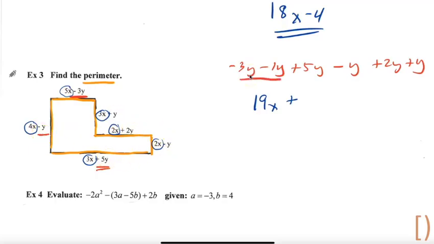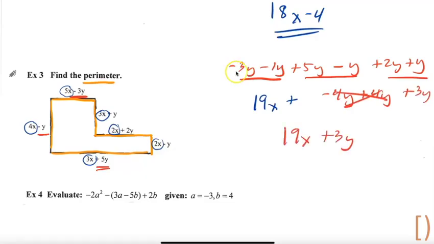If I added these two, I get -4y. If I add these two, I get 4y. Add these, so I get 3y. Unlucky for us, these cancel out. -4 plus 4, so my answer is 19x plus 3y. That's how you add up like terms.